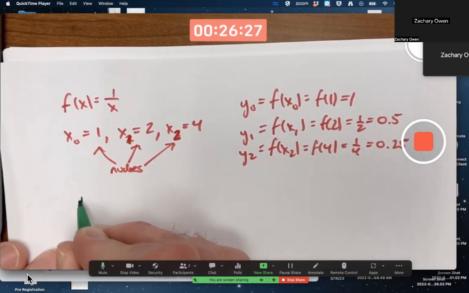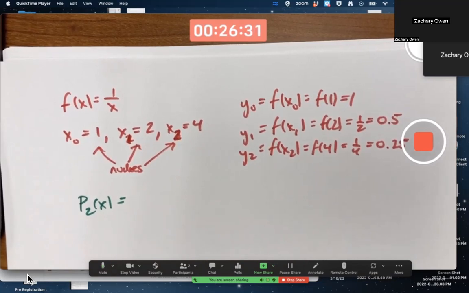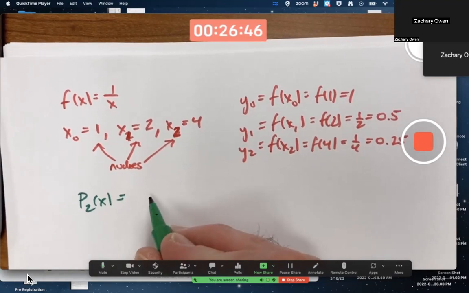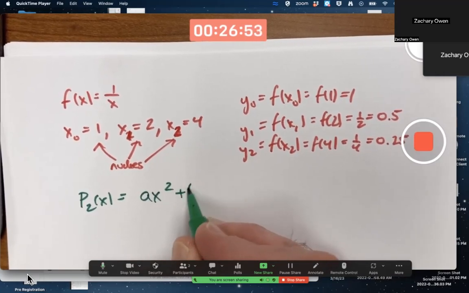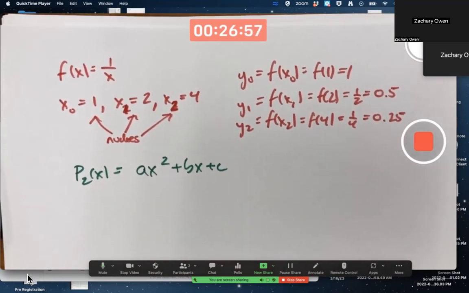Let's go ahead and call it P2 of x. I'm calling it P2 of x as if it's a Taylor polynomial of degree 2, but no, it's going to be a Lagrange polynomial of degree 2. But I'm not yet using the formula in the reading from section 3.1 to construct this. I'm just going to say, oh, P2 of x is some unknown quadratic. Call it ax squared plus bx plus c. And you got to find a, b, and c.